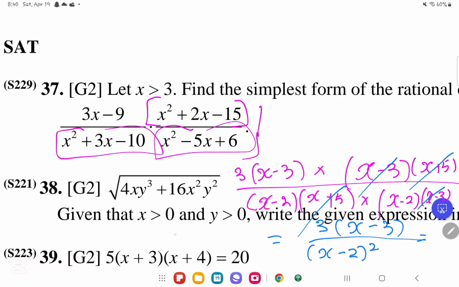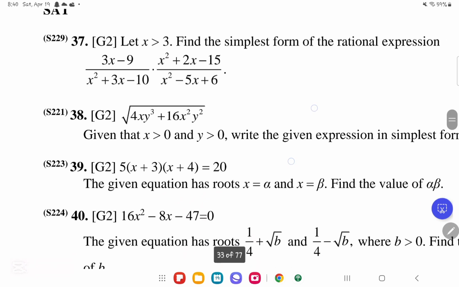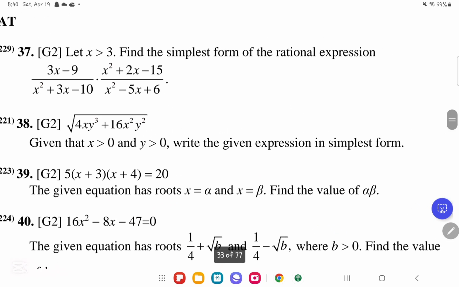Then you will get 3x minus 9 over x minus 2 squared, okay? So that is it for 37. We move on to 38. They said, given that x is greater than 0, y is greater than 0, write the given expression in simplest form.